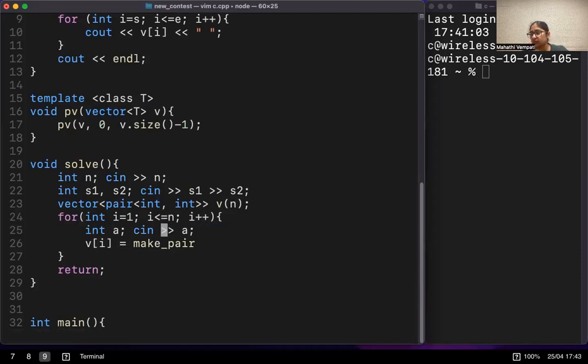Oh shit. Okay, now. VFI is equal to make their a comma.